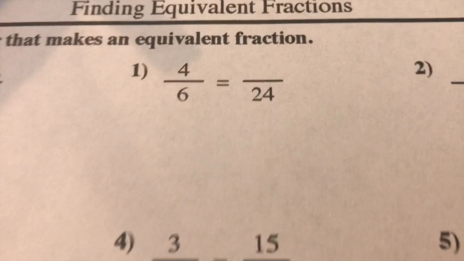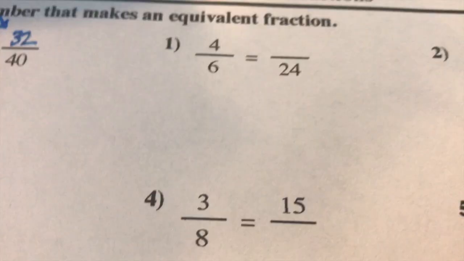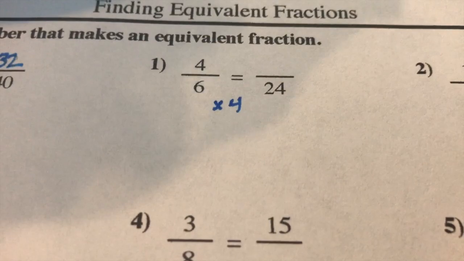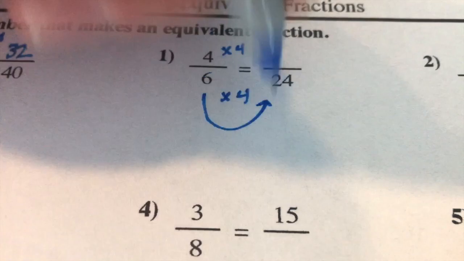We've got 4/6 here. We're taking that out of 24ths. So 6 times what is going to give us 24? That's right, we have 4 times as many pieces, 4 times as many parts. So we would have to shade in 4 times as many. 6 times 4 is 24. 4 times 4 is 16.